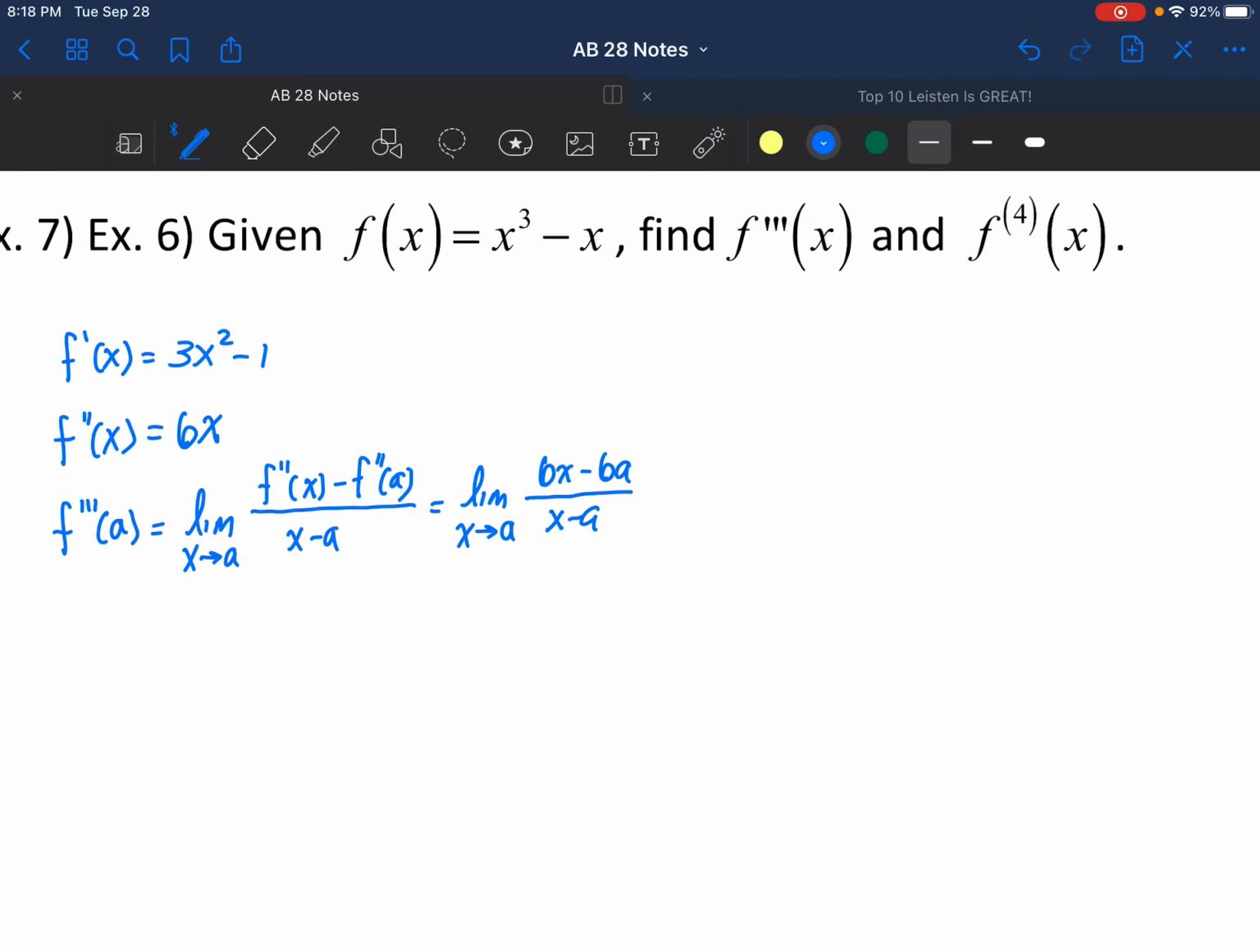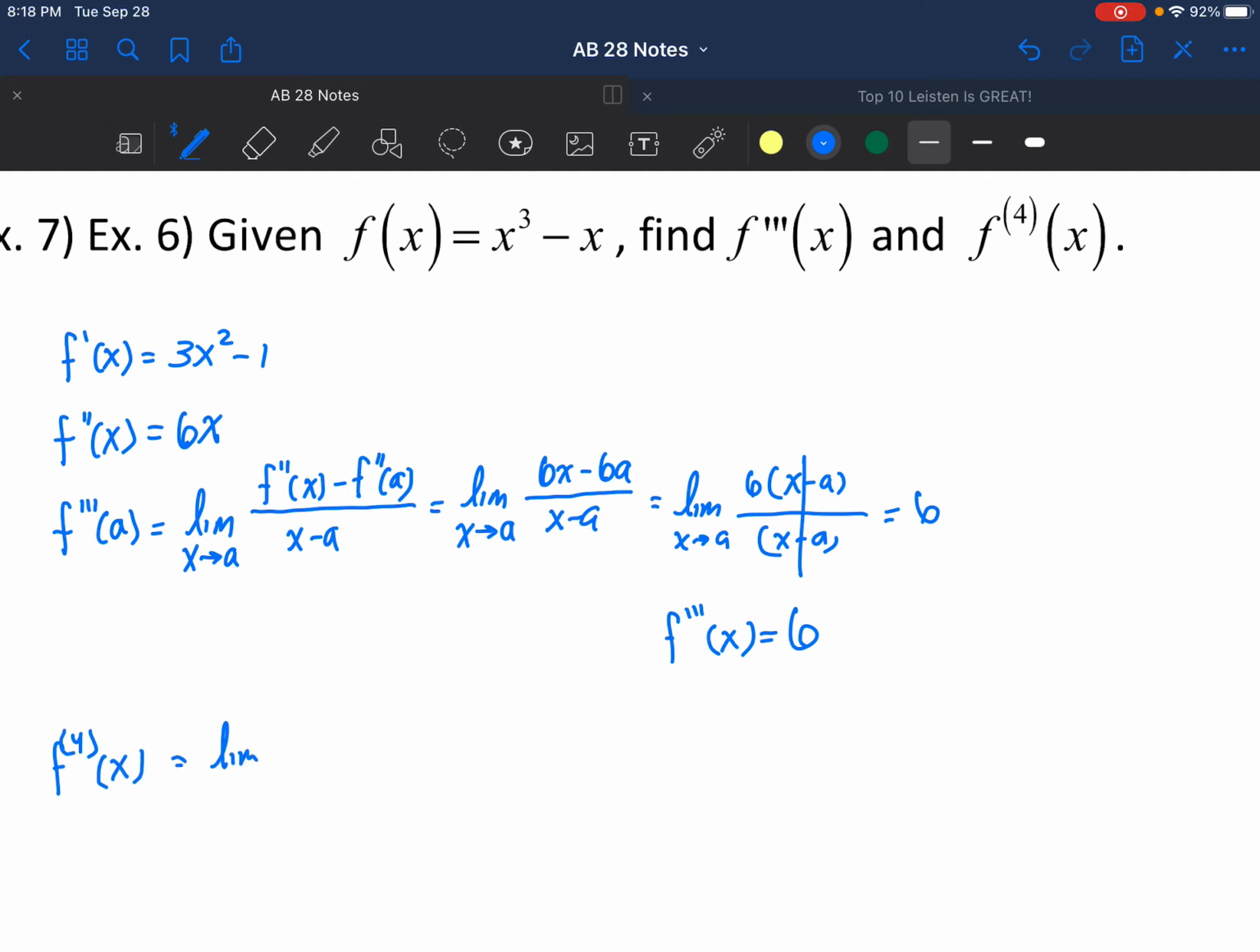We just found the second derivative. To find the third derivative, I can repeat that limiting process. Limit as x approaches a. I'm going to factor that 6, x minus a over x minus a. This is becoming easier and easier. And we've got 6. So f prime prime prime, the third derivative function, is 6. And one more: the fourth derivative is the limit as x approaches a of 6, the third derivative, subtract 6, f prime prime prime of a, all over x minus a. That's 0. So the fourth derivative of our function is 0.